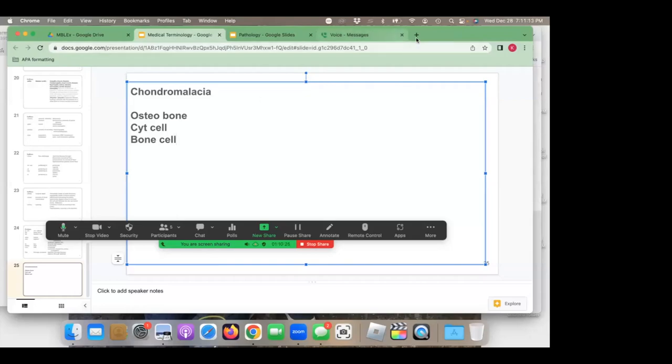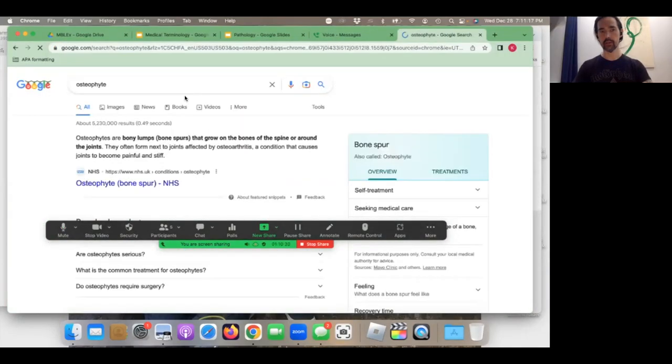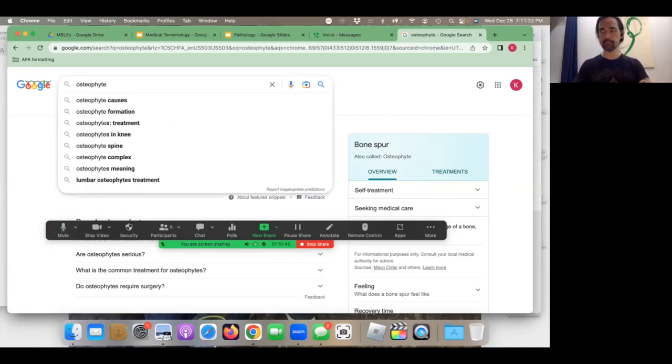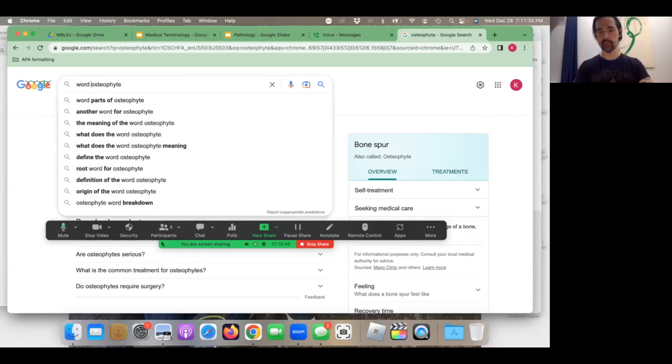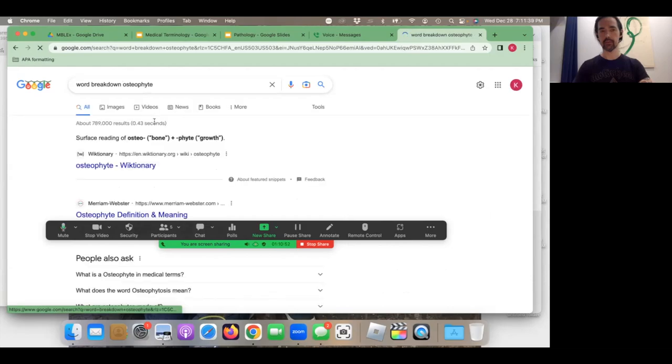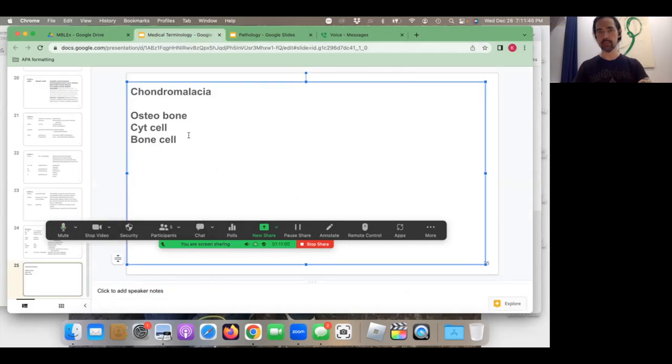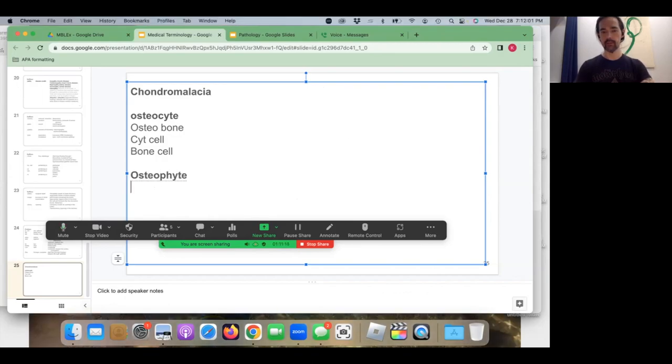Yes. Okay, now let's go to phyte, osteophyte. Osteophyte is the correct term for a bone spur. Osteocyte, I'm sorry, I misspoke. I just didn't catch it. Osteocyte is not a bone spur. If you want to analyze any word, by the way, you look up word breakdown, osteophyte. So osteo is bone, and then phyte is growth. So osteocyte, this is not that helpful, compared to osteophyte, which means bone spur or literally a bone growth.